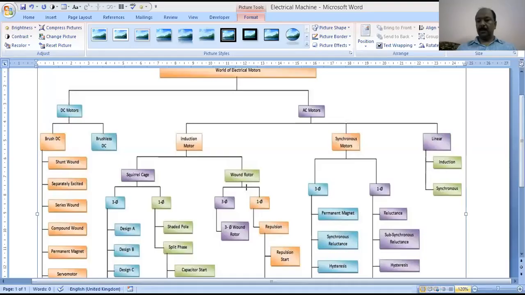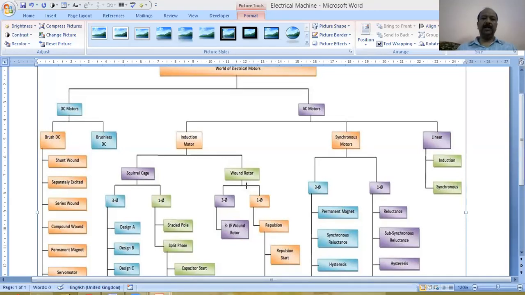I would like to share my screen with this one. You are finding that there is a world of electrical motors. As many motors as there are, the same kind of electrical generators are there. Whatever motor is associated, it is also associated with an electrical generator.